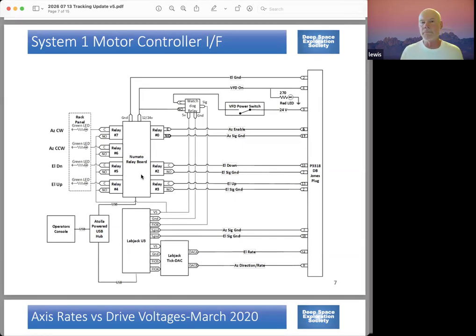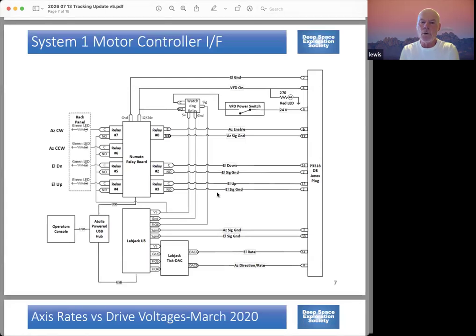And then the analog voltages are generated by the LabJack Tick DAC, and the ops console interfaces to that LabJack Tick DAC through the LabJack, and I think that's also a serial over USB interface. From my memory, may not be quite right. So there's some other features in there.